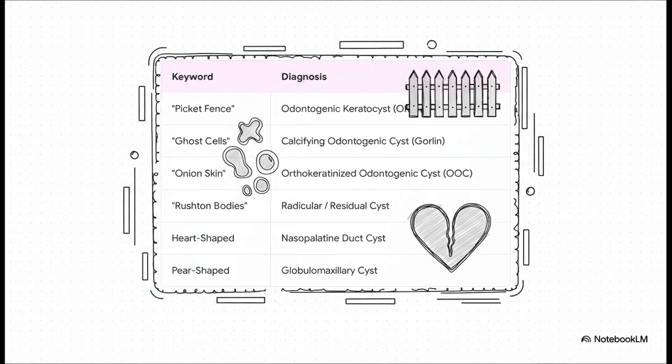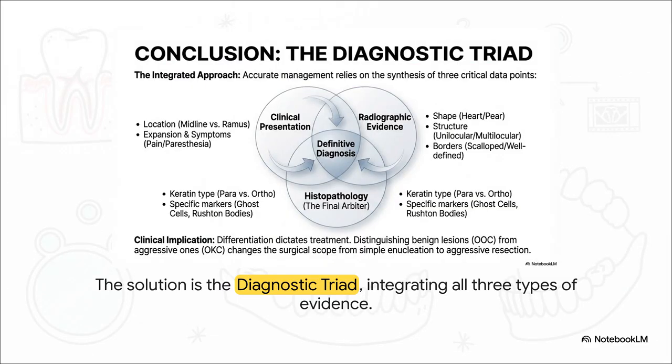You find ghost cells? You should suspect a Gorlin cyst. See a heart-shaped shadow in the midline? It's almost certainly a nasopalatine duct cyst. These are the visual shortcuts that point you right to a specific diagnosis. But, and this is so important, the definitive diagnosis never comes from a single clue. The real solution lies in what we call the diagnostic triad. It's all about synthesizing three things: the clinical presentation, so what the patient says and what you can see, the radiographic evidence, the story the X-ray is telling you, and finally, the histopathology, the final verdict from the microscope. Only when all three of those pieces of evidence agree, that's when you have your answer.